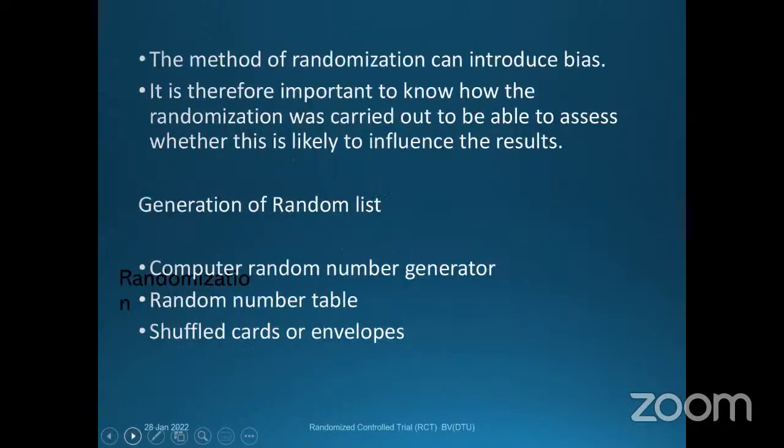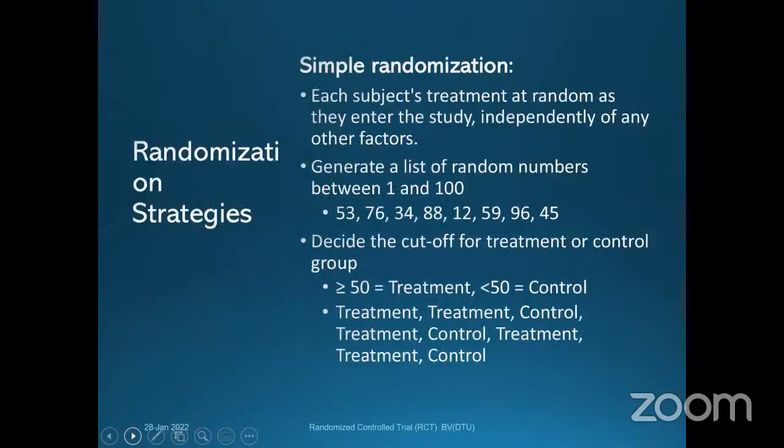That's the importance of randomization. The method of randomization can introduce bias also. It is therefore important to know how the randomization was carried out, to be able to assess whether this is likely to influence the results. The generation of a random list can be helped by a computer random number generator, random number tables, shuffled cards or envelopes, etc. Now, methods of randomization.